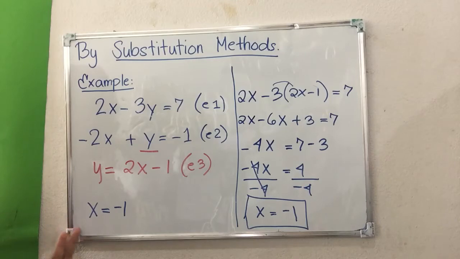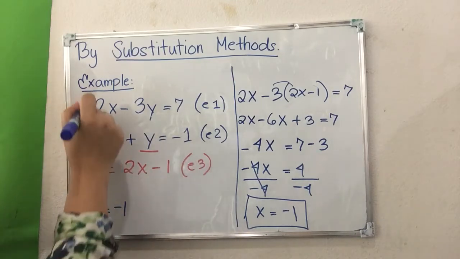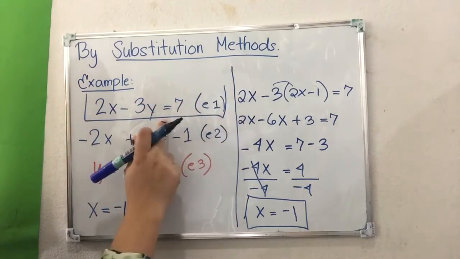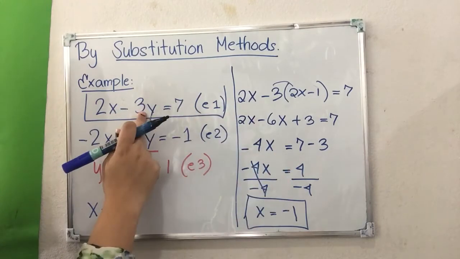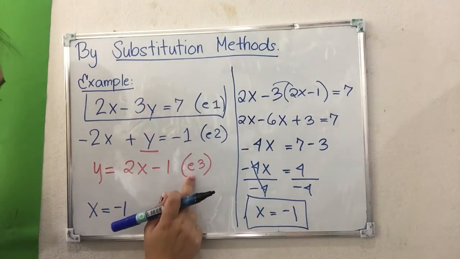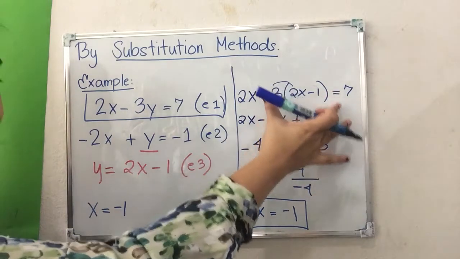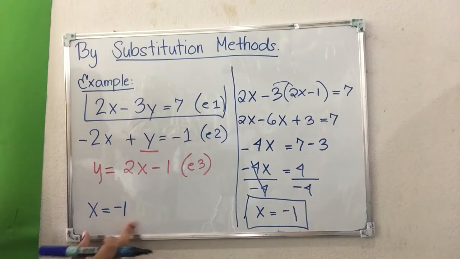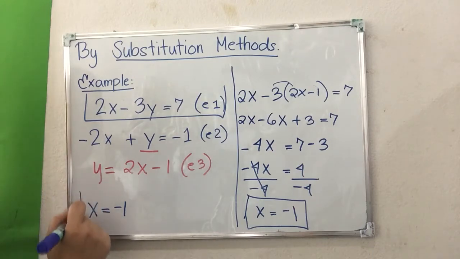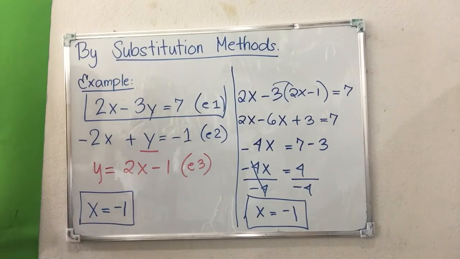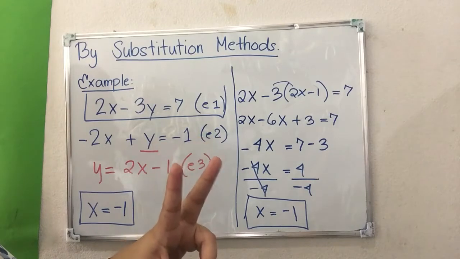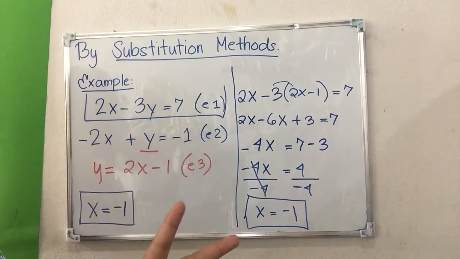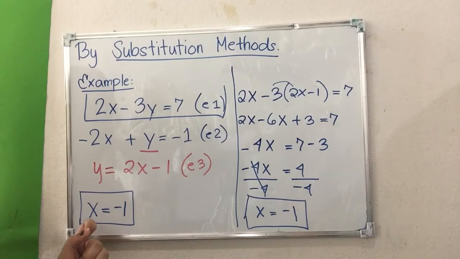Again, we solve this equation. Change the value of y to equation 3 and solve that one. This is the value of our x. Now again, how many variables do we have here? Two variables. So let's solve for the variable y. We have x already, so we have to solve the variable y.